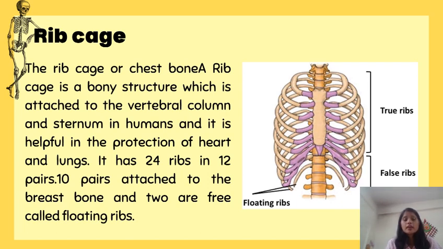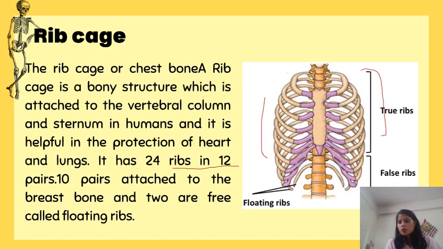It has 24 ribs and 12 pairs, right? 10 pairs attached to the breastbone and 2 pairs are free called floating bones. Okay, look at this picture. This is your rib cage. All right. So this portion is known as true ribs.